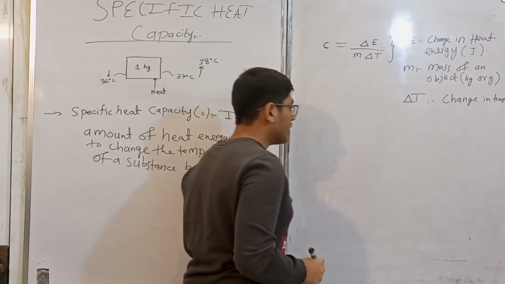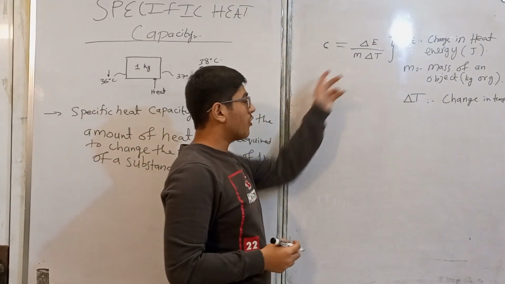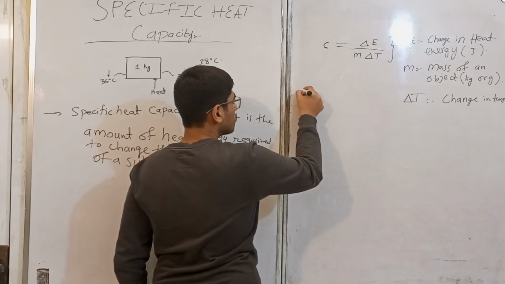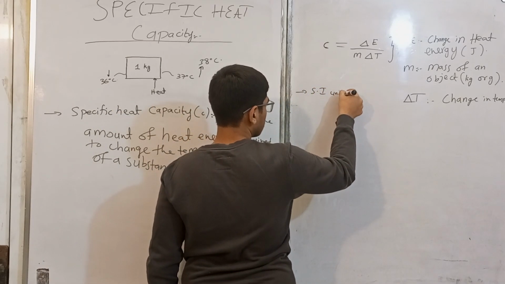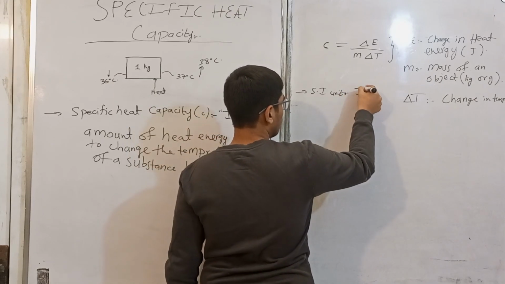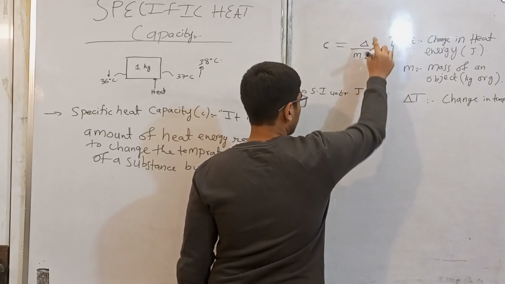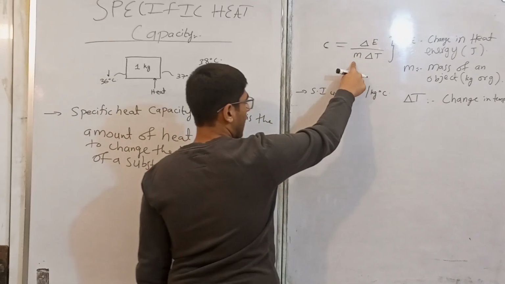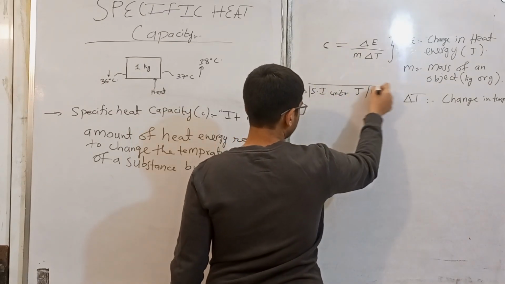Okay. So if we now discuss the SI unit, that is the standard unit for specific heat capacity, its SI unit is joules per kg degrees Celsius. Joules for delta E, kg for m, and degree Celsius for delta T.